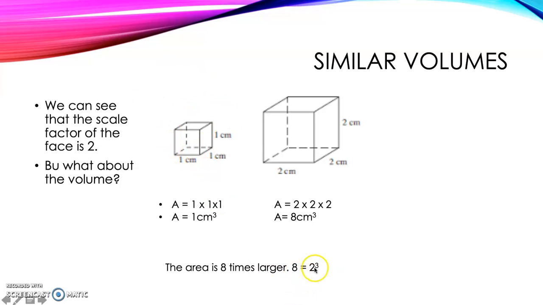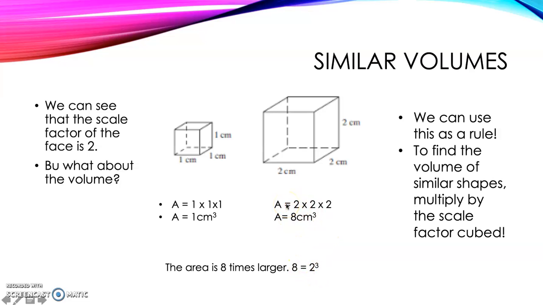8 equals 2 to the third power, which we saw, 2 times 2 times 2. This happens because we're multiplying 3 numbers together. We know volume uses cubed units. We can again use this as a rule. To find the volume of similar shapes, we multiply or divide by the scale factor cubed. So in this case, we would have had to multiply by 2 to the third power.